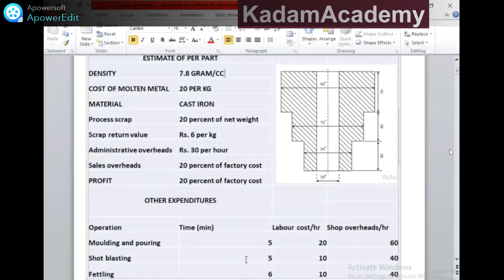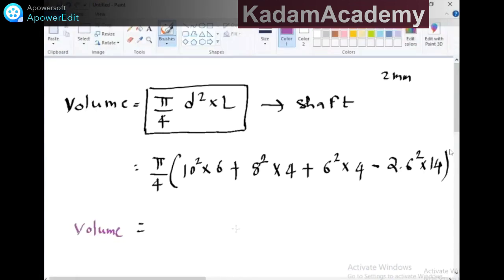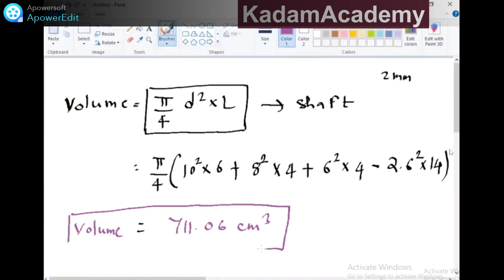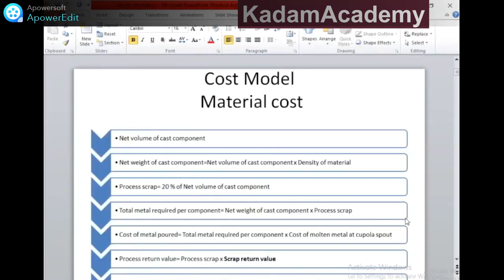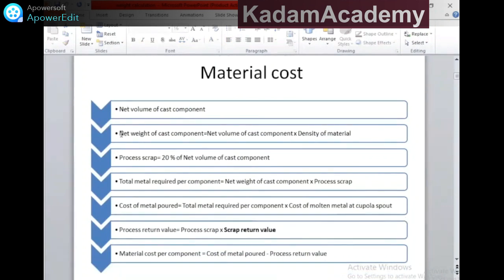Okay. Tell me what is the volume in centimeter cube? Yes, 711.06 centimeter cube. Okay. Everyone please verify whether you are getting the same volume or not. Now, what is the next step? Is that we have to find out the net weight of this component.